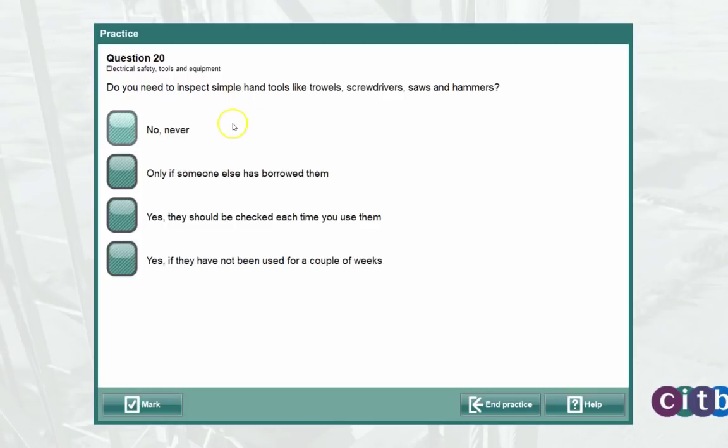Do you need to inspect simple hand tools like trowels, screwdrivers, saws and hammers? No, never. Only if someone else has borrowed them. Yes, they should be checked each time you use them. Yes, if they have not been used for a couple of weeks.